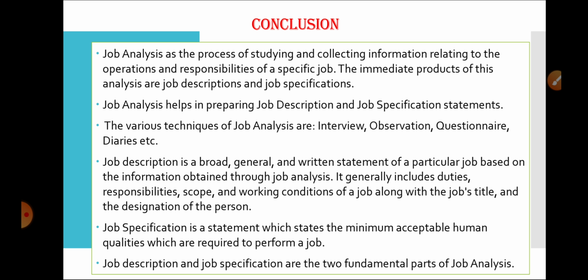So what we have studied in totality in this presentation is that job analysis is a blend of job description and job specification, and we collect the data from interview, observation, questionnaire, diaries, etc. The job description gives you a statement of the working conditions, responsibilities, job title, and designation. And the job specification tells you about the characteristics of the person, his behavior, his qualities, and his qualifications.